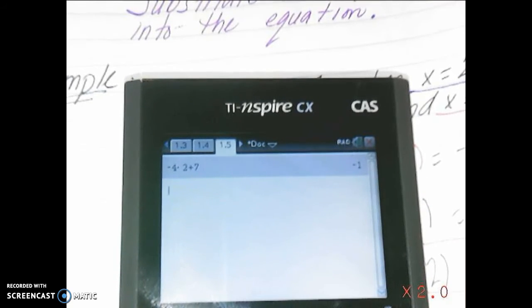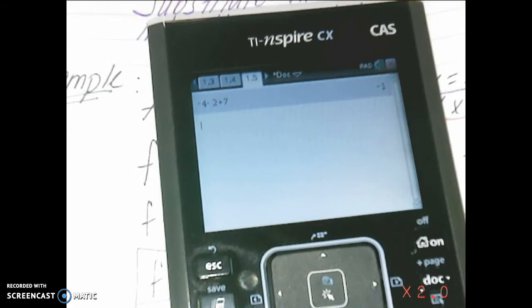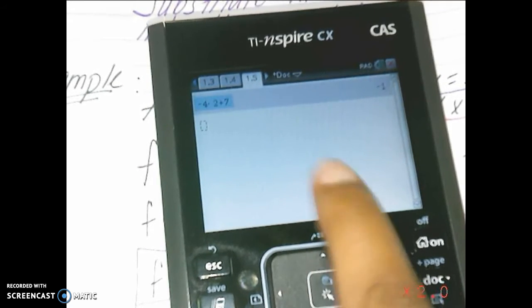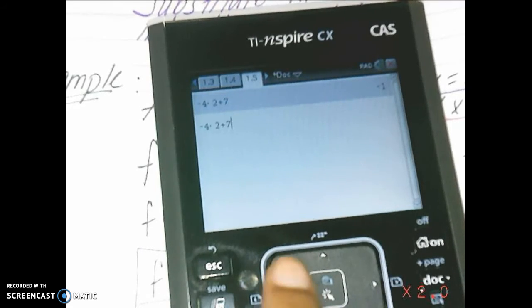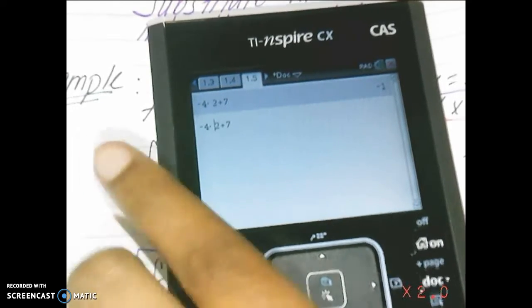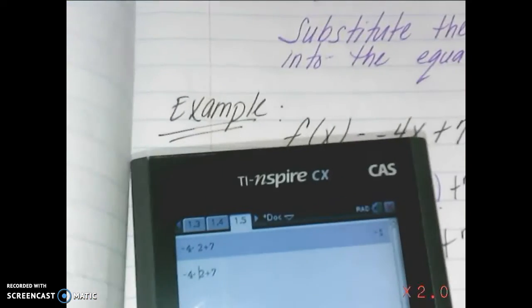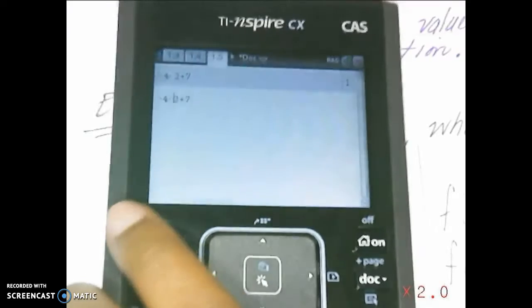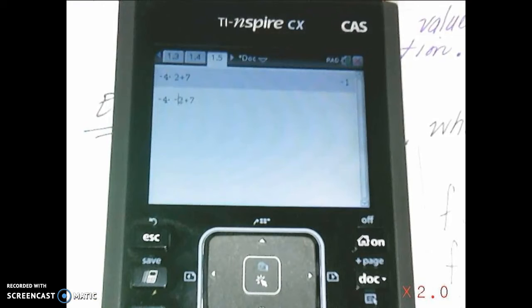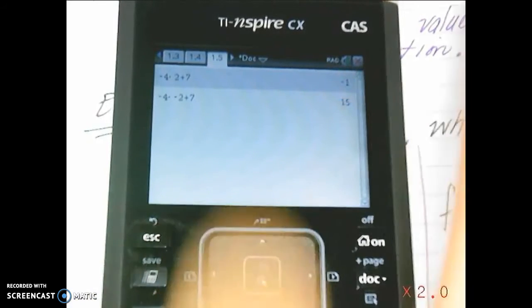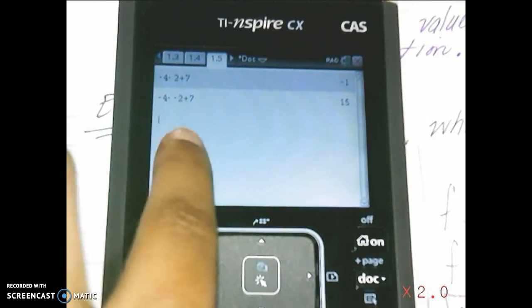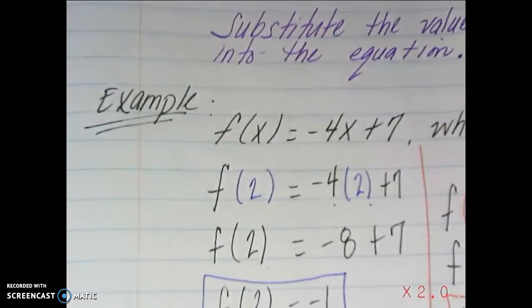Now, another way to do it, just a little tidbit. If you don't feel like typing the whole thing over, you can arrow up twice and hit the enter button, and then just change the 2, because the second one said that x was negative 2. So since x is negative 2, I'm going to put a negative sign in front of the 2 and then hit enter, and we got our same 15. So f of negative 2 is going to be 15. And that's our original answers that we came up with.